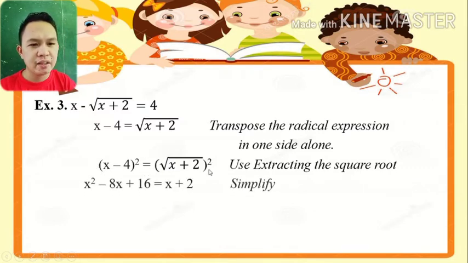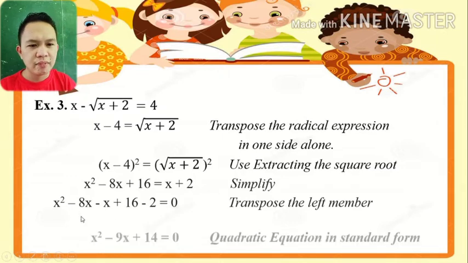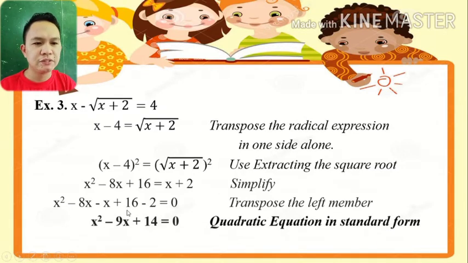So, ang mangyayari, expand this one using a special product, or you can use FOIL method. Ang kalalabasan ay x squared minus 8x plus 16 is equal to, ito automatic matatanggal yung 2, and then, makakancel yung radical sign. Yung matitira is yung x plus 2 sa loob. And then, we will arrange. X squared, i-transpose natin si x magiging negative x. Si positive 2 magiging negative 2. Combine like terms, we will have x squared minus 9x plus 14 is equal to 0. So, ito na yung inyong quadratic equation in standard form.